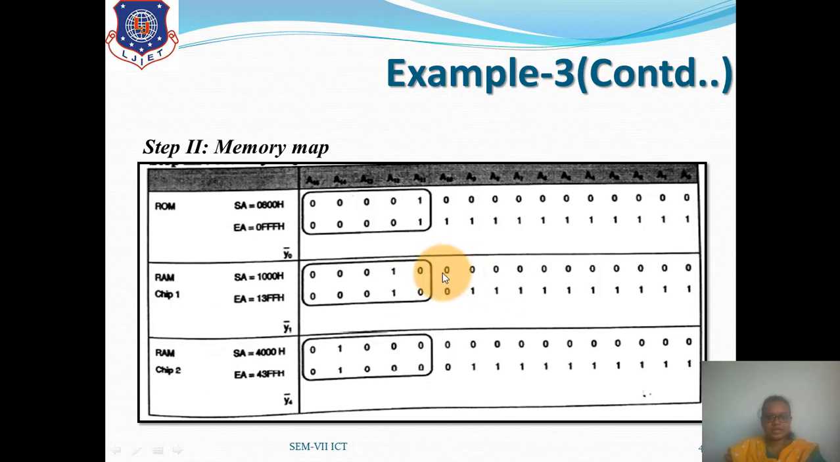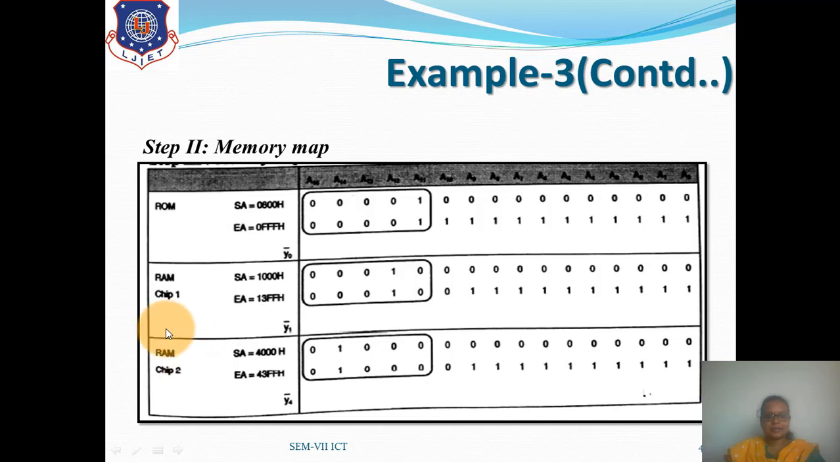Now 0 to 10, so it is displayed over here, it is 1000 dash, so here it is given 1, that is 0001, then rest all will be the zeros, and the ending address we have found out, that is 13FF, so 1, that is 0001, 3, that is 0011, and rest all are the F, so it is a 1, right.